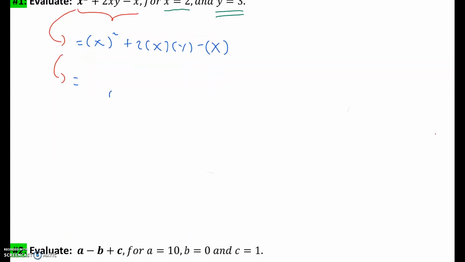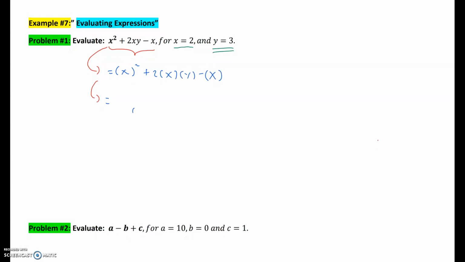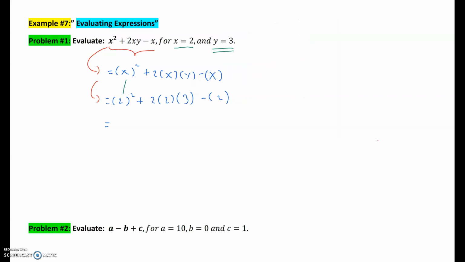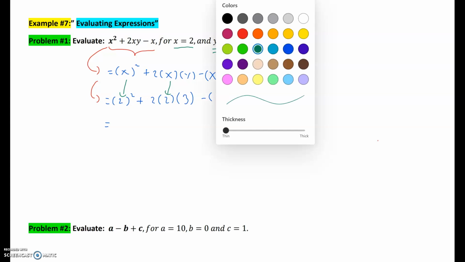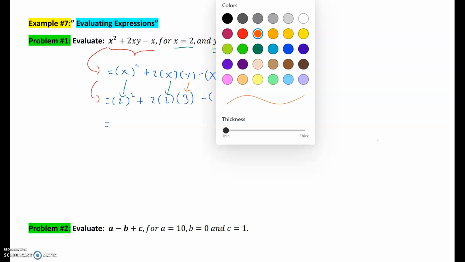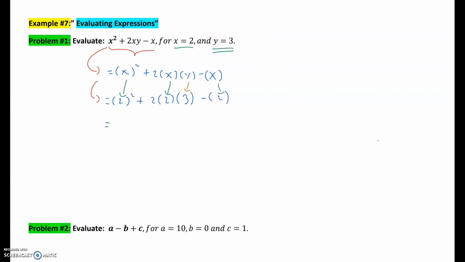So for this one, we're going to have, well, your x is going to be 2 or 2 to the second, plus we already have a 2 there, times a 2 and the values of 3, minus the values of the x, which happens to be 2. So once again, every value of the x's gets plugged in with the values of 2, and then every value of the y's gets plugged in with the 3.